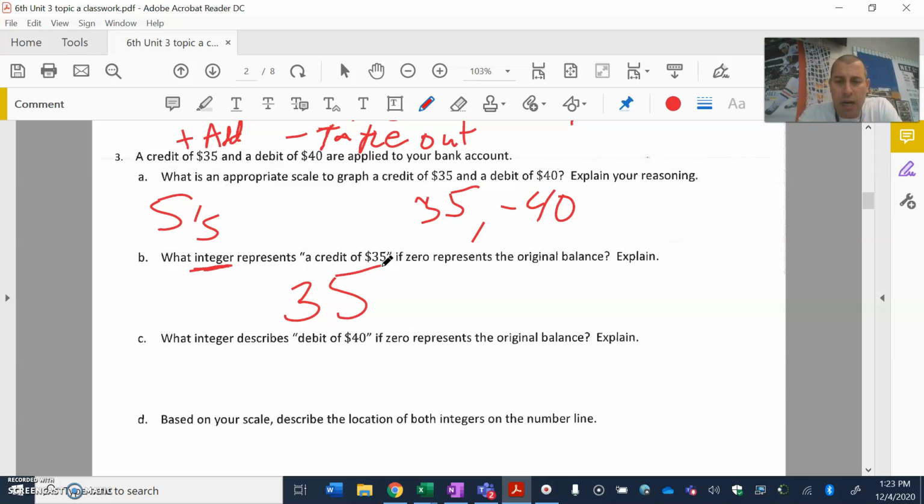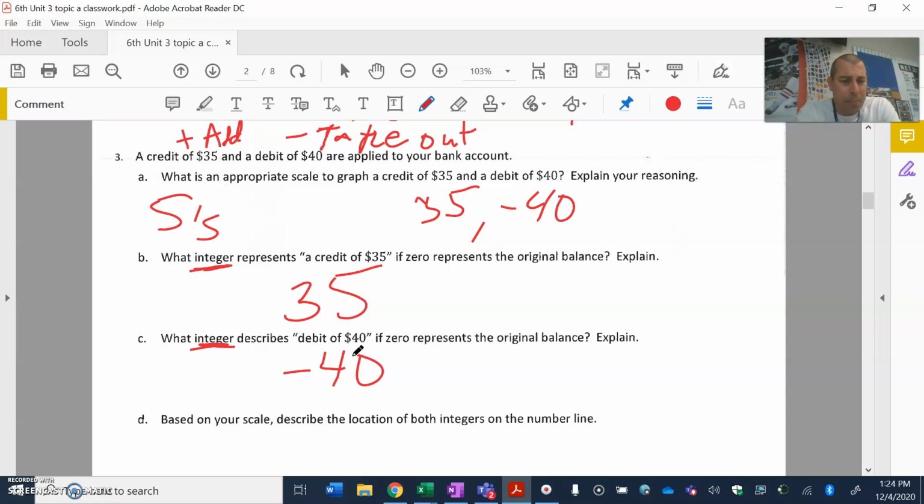All right. Explain. Well, I think we did talk about it up here. It adds money into your account. What integer describes a debit? Again, integer, positive or negative whole number. In this case, it's taking money out. There we go, negative 40, that's there. Explain, well, there we go. We're taking it out of the account, so we are subtracting it away.